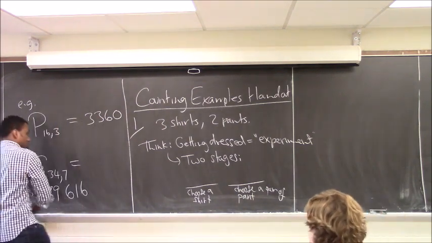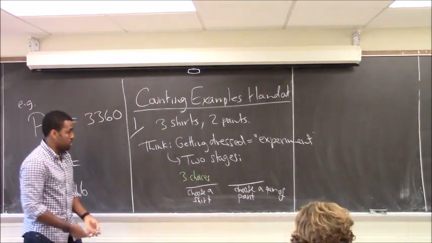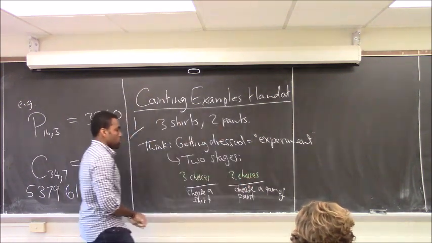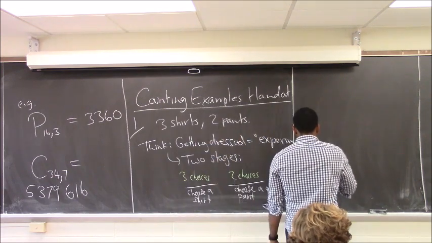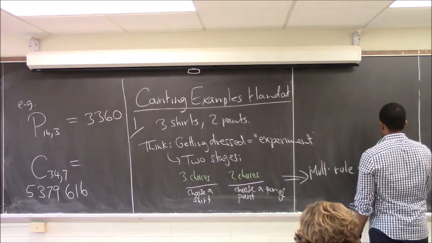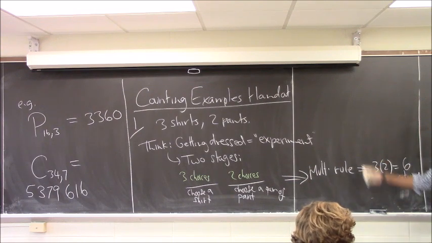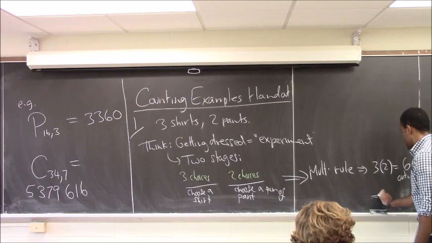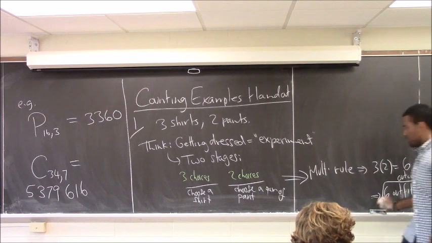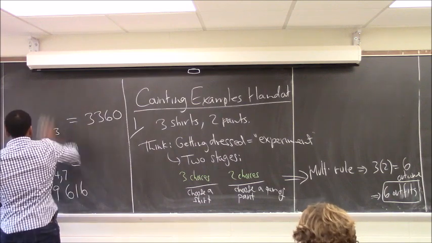And I know in the first stage, I have 3 choices. So there are 3 possible outcomes for the way the first stage is going to happen. And there are 2 possible outcomes for the way the second stage is going to happen. The multiplication rule tells us that there are 3 times 2, 6 outcomes. And here, our outcome is us getting dressed. So there are 6 outfits. Alright, that's the first example.